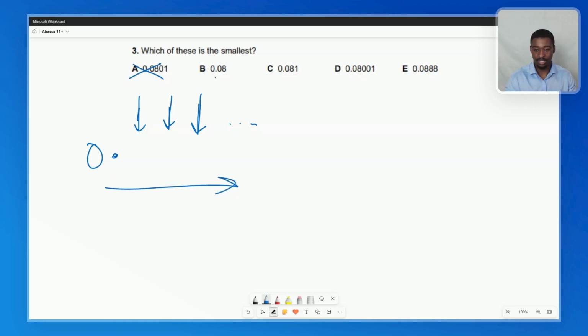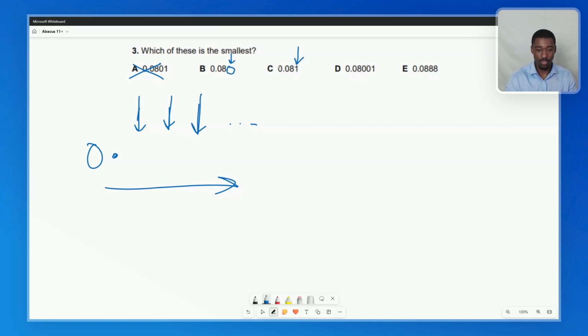So now let's compare B and C and go through the rest of these answer choices. We have 0.08 and then 0.081. Well, here in the thousandths column, we have a 1, where here in the thousandths column, we have a 0.